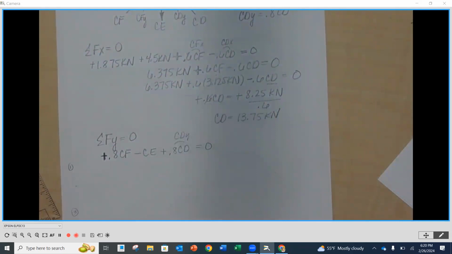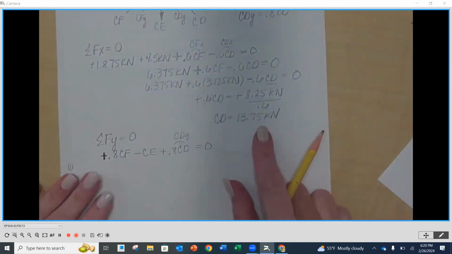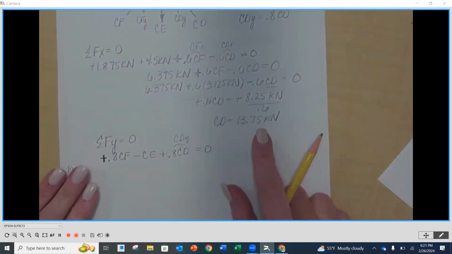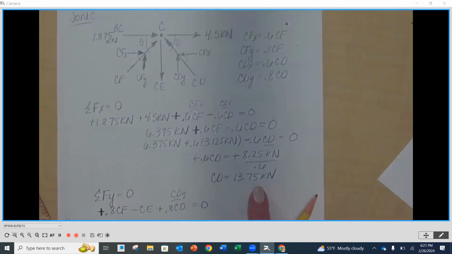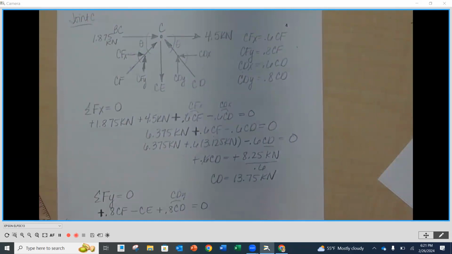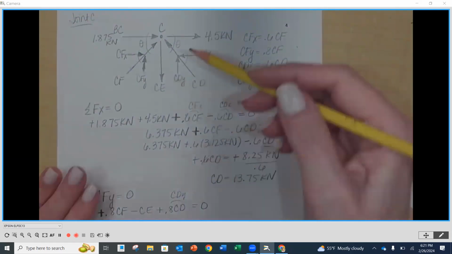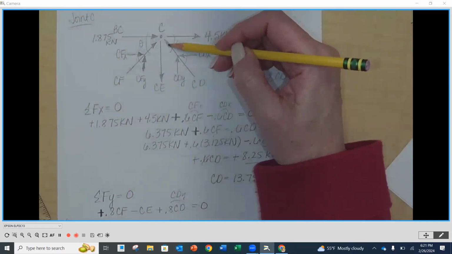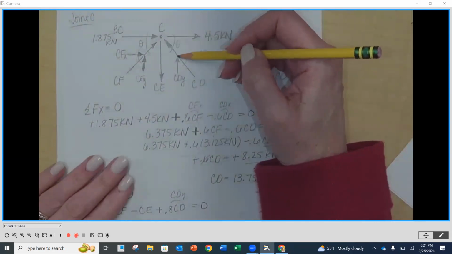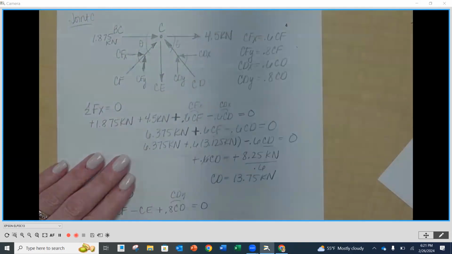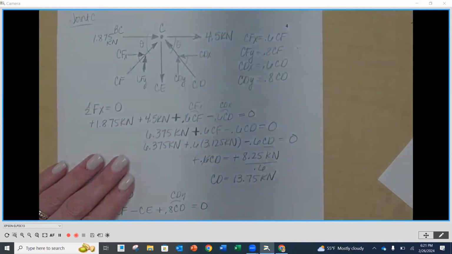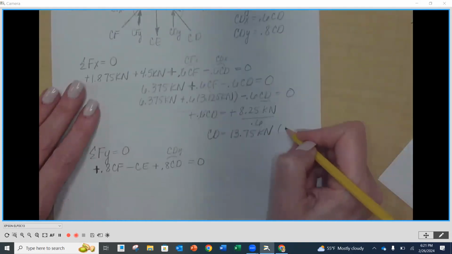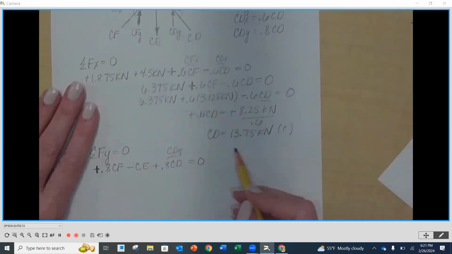Okay. Now, before we go to the next one, we need to determine is CD in compression or tension. Because we ended with a positive final answer, the direction we assumed going up and to the left is correct. We don't have to change anything direction-wise. And since it's going up and to the left and it's pointing towards our joint, this is going to be in compression. And then we can put our box around our answer.